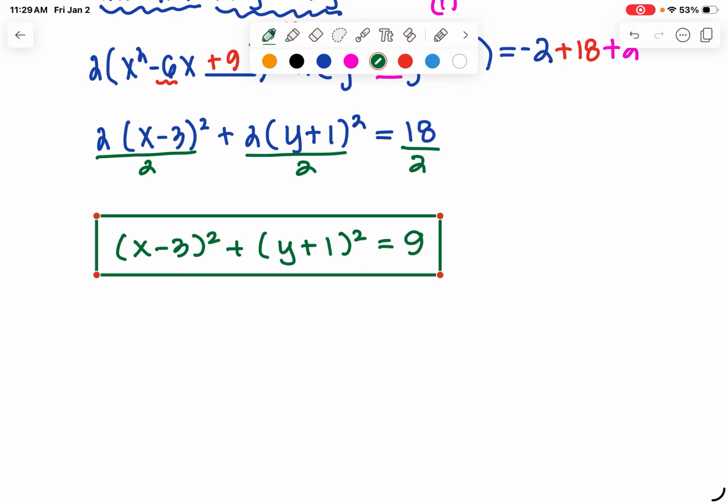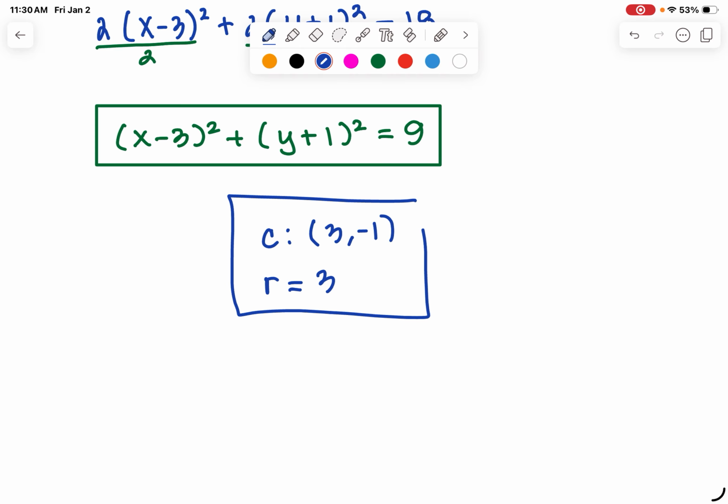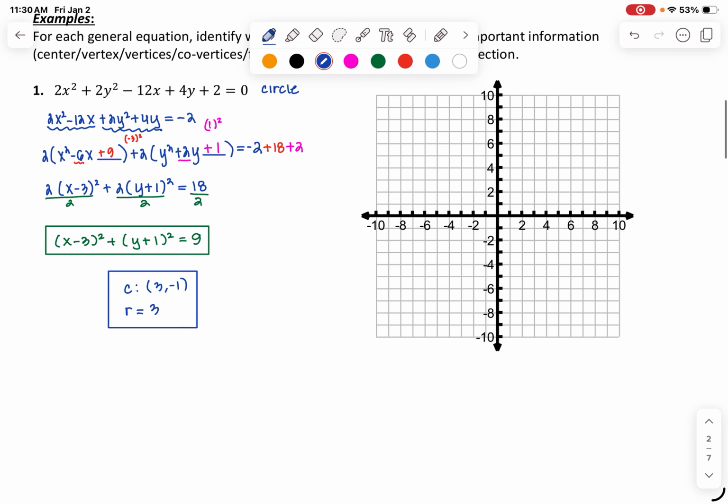And we've done this, like we did this in the circle section, so this shouldn't be like, oh, that was crazy, right? Okay, so now we need our center and we need our radius in order to graph our circle. Our center is 3, negative 1. And remember, that's r squared, so our radius is 3. So this is our important information to graph a circle. And now we are going to graph that, and we will be done with this one.